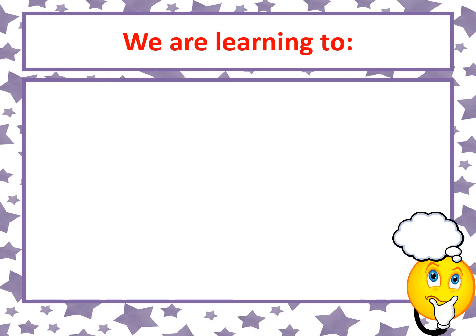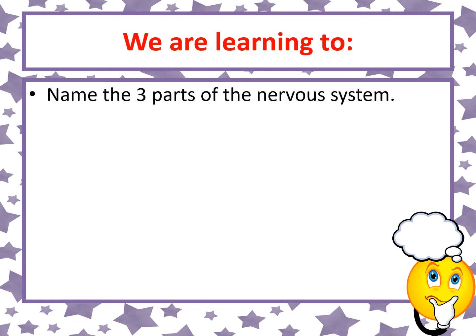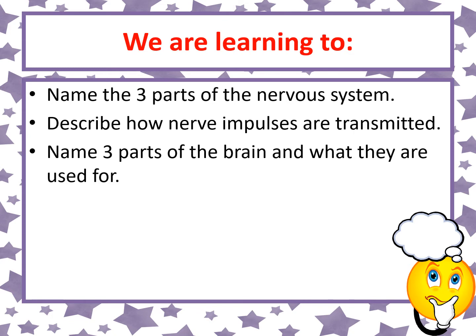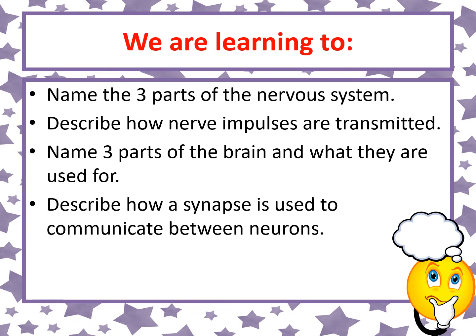So today we are going to be learning about the nervous system. Our learning intention is to learn to name the 3 parts of the nervous system, describe how nerve impulses are transmitted, name 3 parts of the brain and what they are used for, and describe how a synapse is used to communicate between neurons.